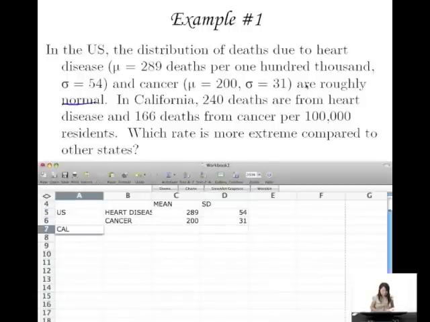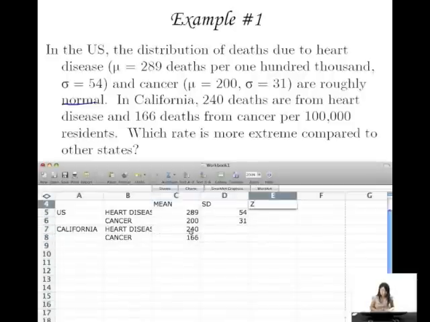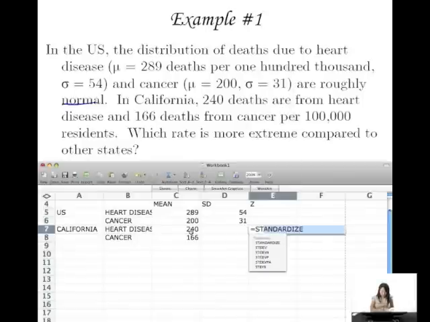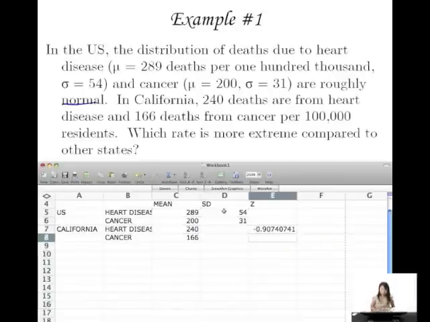And so here's California. Heart disease and cancer. And in California, the mean is 240 and 166. And what we might want to know is the z-score. So what is the z-score? So I might just put standardize and put in my x, put in the population mean, the theoretical mean I want to compare it to, and my standard deviation. Now, obviously, I could also do my x, subtract the mean, put that in parentheses, divide by standard deviation. All right, so here we see that the z-score for heart disease is about 1 standard deviation away, negative 0.9.